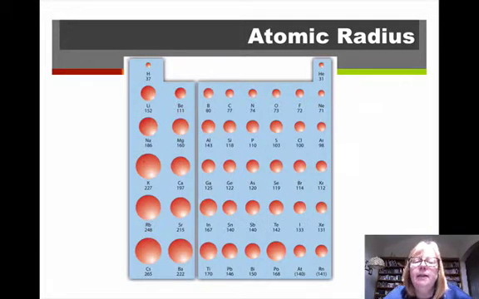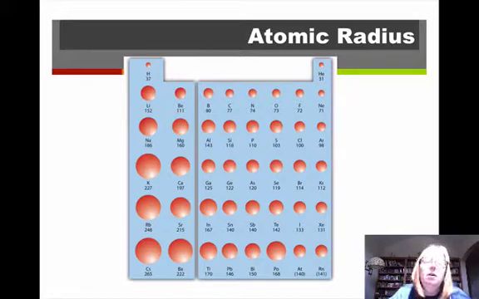So let's have a look. This is just a little picture. Transition metals aren't included here because the atomic size doesn't change much with those. But as we go down a group or a family, we're adding a shell, if we look at the shell model. And as we add a shell, our radius becomes much greater. Also, our valence electrons are more shielded from that nucleus.